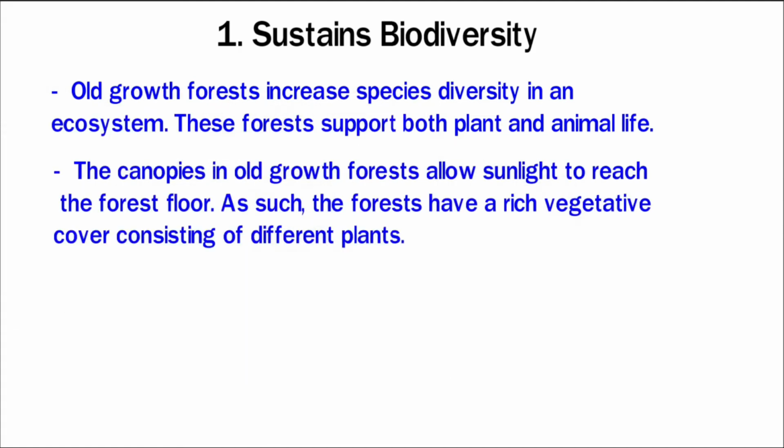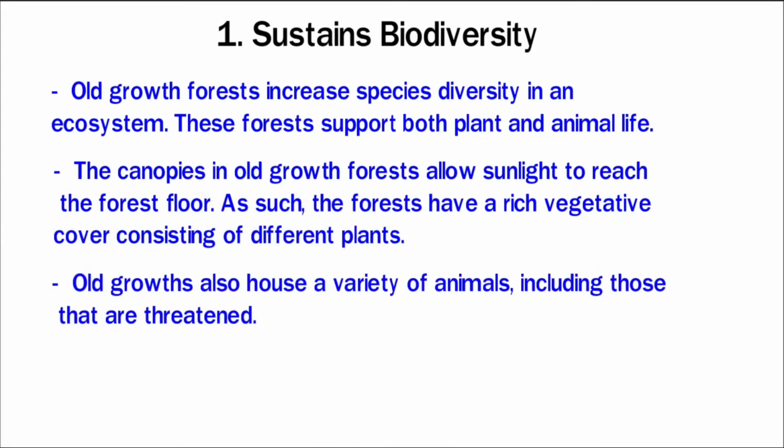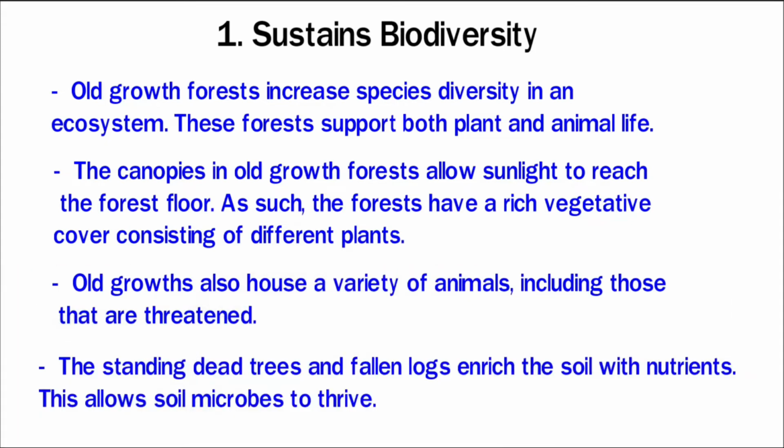The canopies in old-growth forests allow sunlight to reach the forest floor. As such, the forests have a rich vegetative cover consisting of different plants. Old growths also house a variety of animals, including those that are threatened. The standing dead trees and fallen logs enrich the soil with nutrients. This allows soil microbes to thrive.